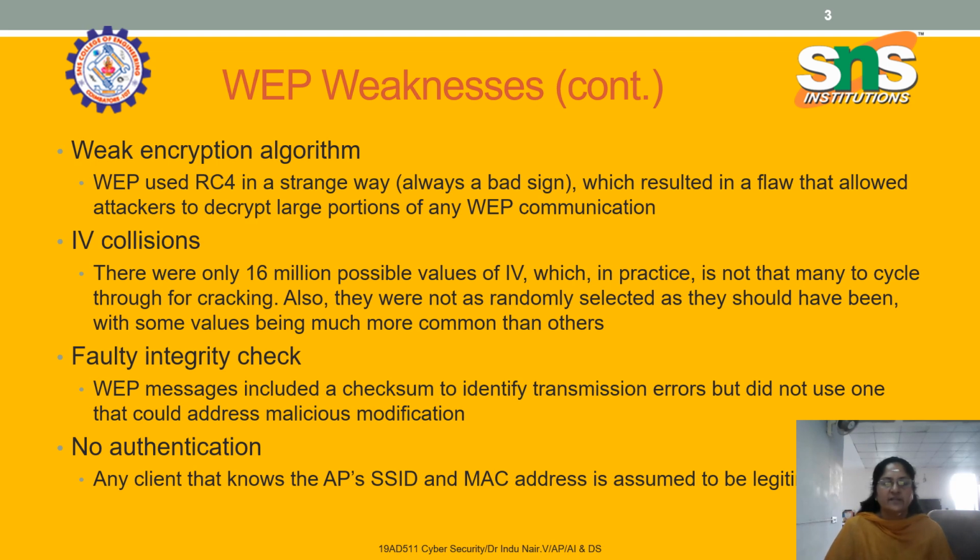Hence, to summarize, Wired Equivalent Privacy is an obsolete, severely flawed security algorithm for 802.11 wireless networks, introduced as a part of the original IEEE 802.11 standard, ratified in 1997. Its intention was to provide data confidentiality comparable to that of a traditional wired network.